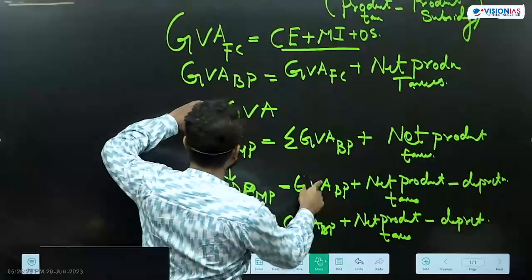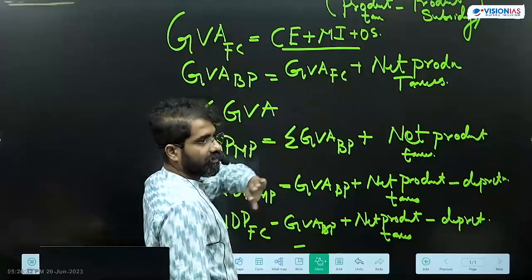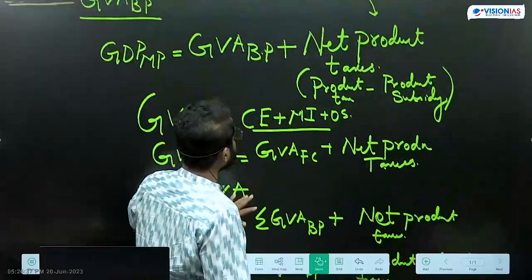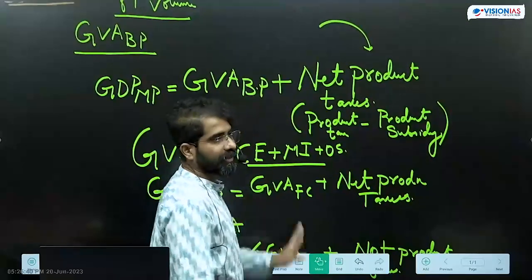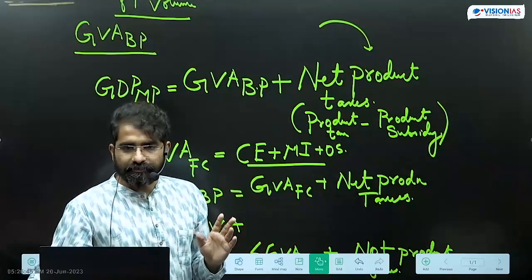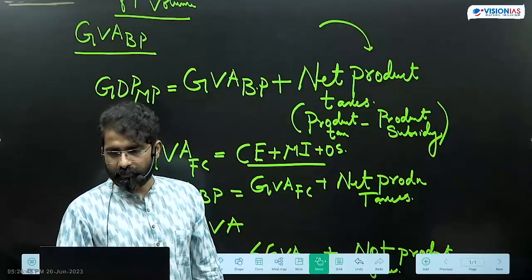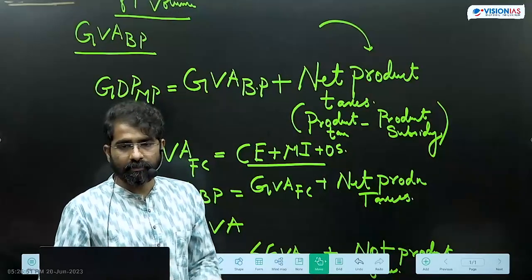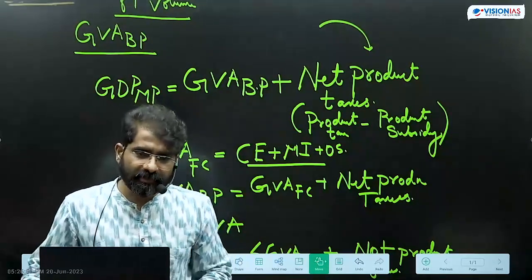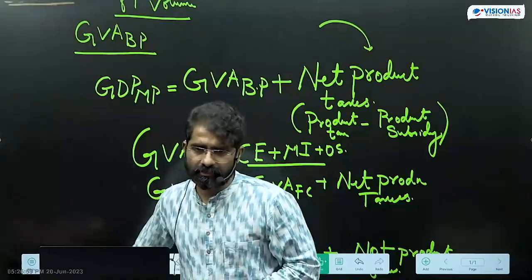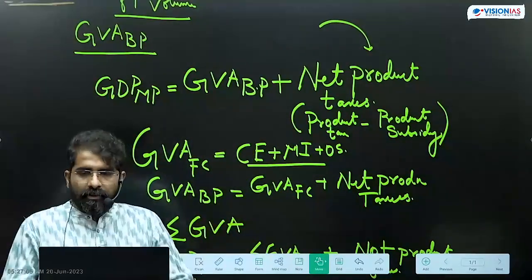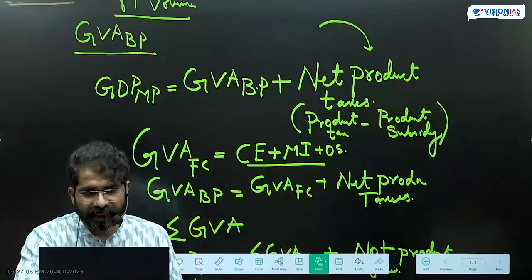First you arrive at GDP at market price, and from there you go to the other aspects as we have done. The only confusion you may get is what is this basic price? Other things we have already discussed. What is basic price? Is this clear? CE plus MI plus OS is nothing but factor cost. We'll first keep writing, then we'll understand.